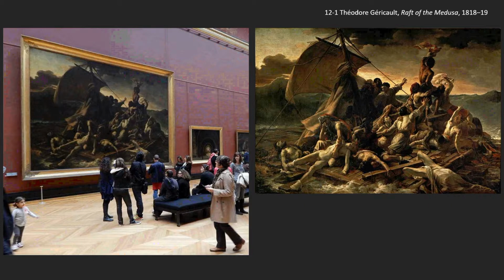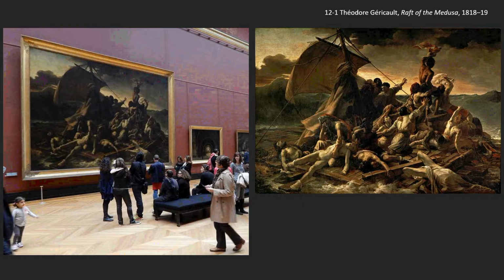He's making a statement with this. It's a massive picture, right? This gives you a sense of just how big this picture is. The figures are about twice life size, right? And he is definitely trying to make a statement with this. This was a salon picture. It's going to the salon of 1819.